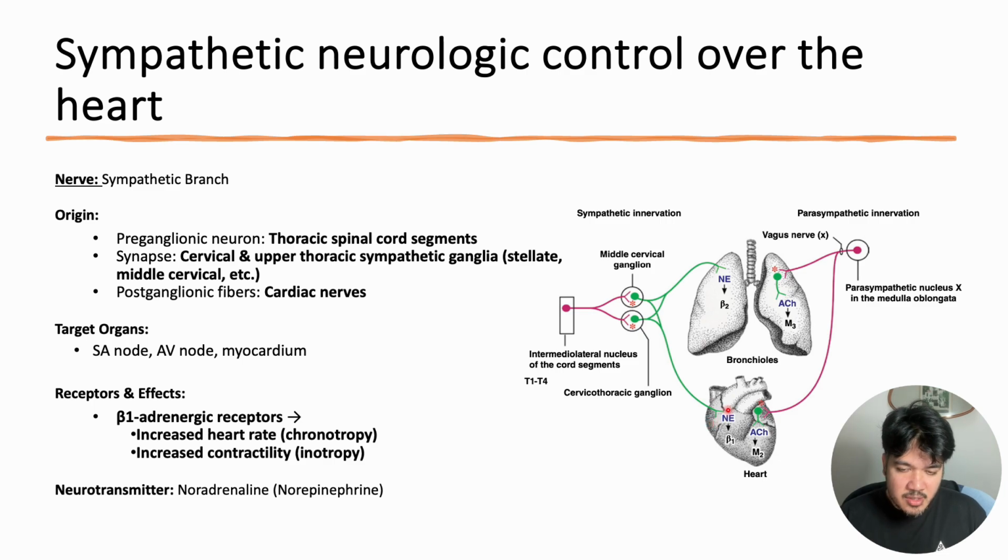Now, these receptors, again, just to stress the point, they respond to noradrenaline or norepinephrine. When they're stimulated, they can do a couple of things. They either increase your heart rate, which is called chronotropy, and they increase contractility, which is called inotropy.